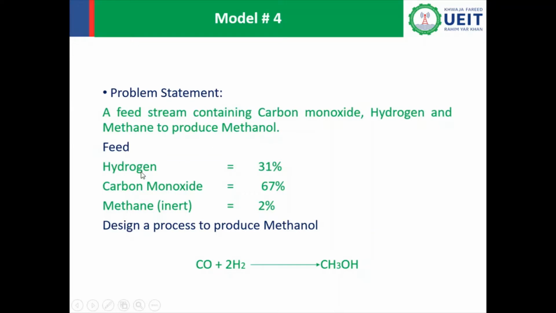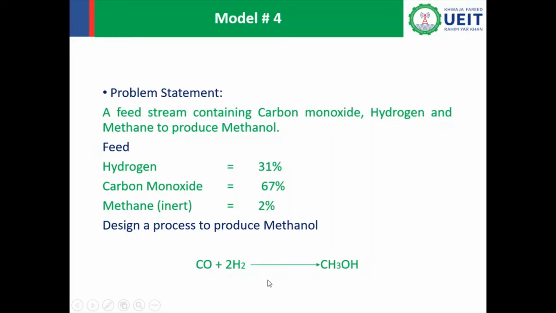So the feed stream contains hydrogen 31%, carbon monoxide 67% and methane 2%. Design a process to produce methanol. We have to design a process or a project design to produce methanol. The reaction is carbon monoxide with hydrogen to produce methanol. So this is our reaction.